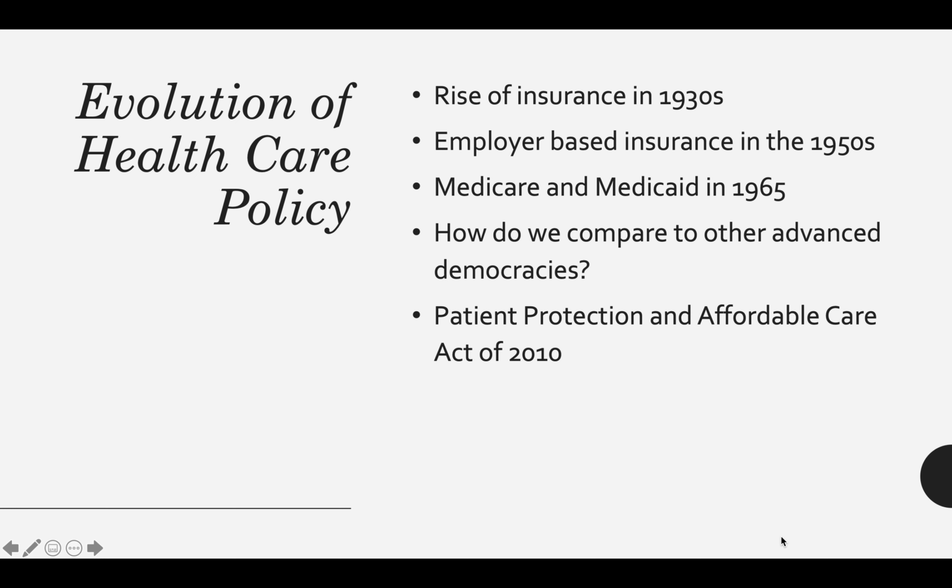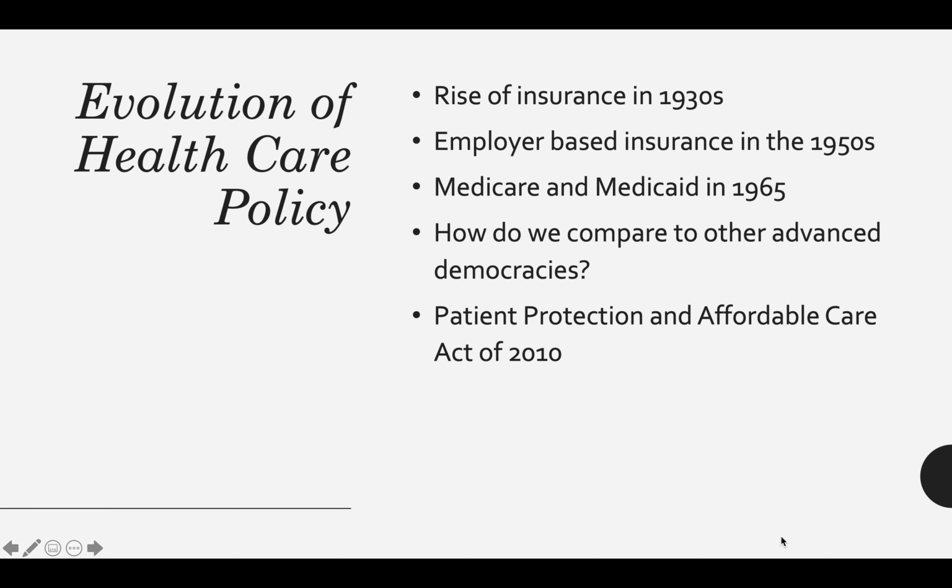Now, how do we compare to other advanced democracies? Well, other advanced democracies have a national healthcare system, sometimes called a single-payer system, where the government pays for healthcare costs. Of course, the government pays for healthcare costs through tax dollars collected from citizens. So we are the only advanced liberal democracy that has the kind of healthcare system that we have, with employer-based healthcare and a not completely single-payer kind of system.